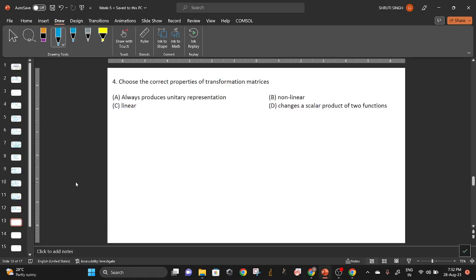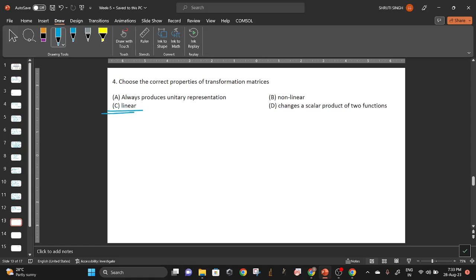Now the fourth one is: choose the correct properties of transformation matrices. Always produce unitary representation. They are nonlinear, and they are linear, or they change the scalar product of two functions. You did this one, Sandeep? Yes, ma'am. It is linear. It was discussed in the class, but anyway, it is very confusing. So the answer is linear.